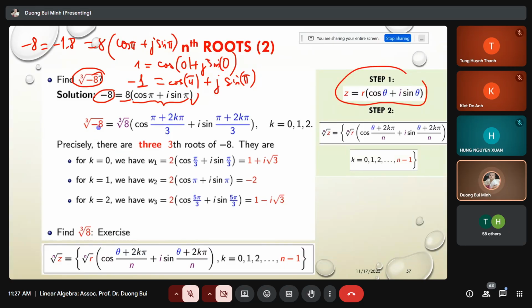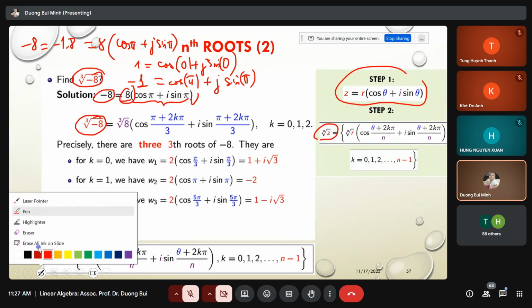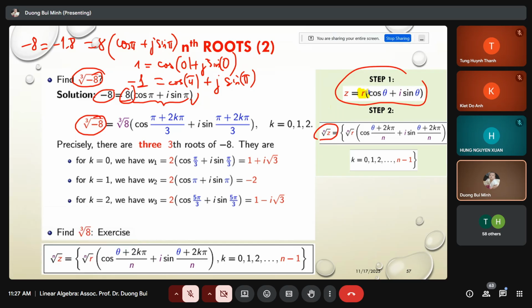So for now, we take the cube root of minus 8. That means apply the formula, the n-th root of z, which equals the n-th root of r. So this is r, right? So the cube root of 8 times cosine of (pi plus 2kπ) over 3 plus j sine of (pi plus 2kπ) over 3.